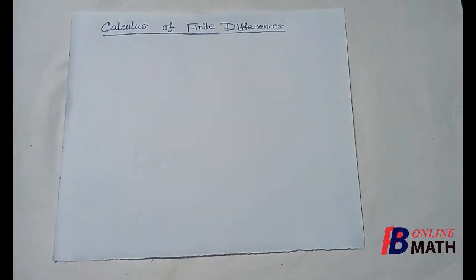Hello and welcome to part 3 of the chapter Numerical Analysis. In the previous two parts, we have discussed errors and learned how to round up a number up to n decimal places. In this part, we shall discuss different types of operators in numerical analysis.